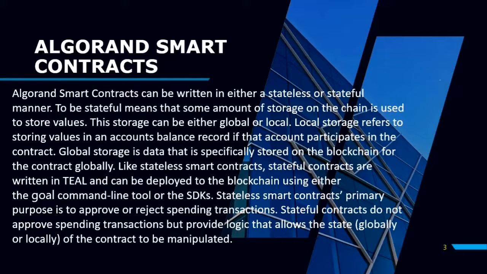Let me repeat myself again. Stateless smart contracts, the primary purpose of it is to either approve or reject pending transactions, while stateful smart contracts do not approve or reject pending transactions but provide logic that allows the state, either locally or globally, of the contract to be manipulated.